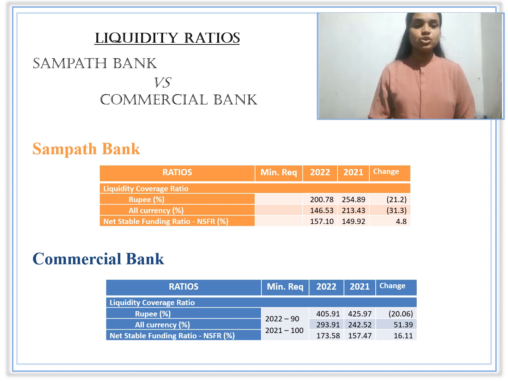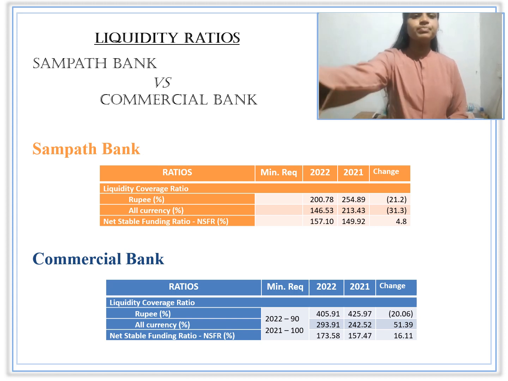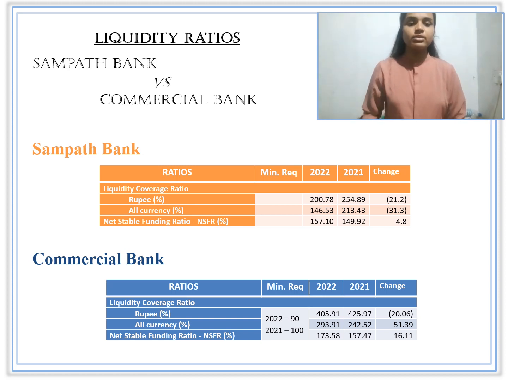And the liquidity coverage ratio in all currencies in 2021 was 213.43 and in 2022 it was 148.53. So again, this liquidity coverage ratio declined, that is minus 31.3%. Then looking at the net stable funding ratio, in 2021 it was 149.92 and in 2022 it was 157.10. So there is an increase in the net stable funding ratio, that is 4.8%.